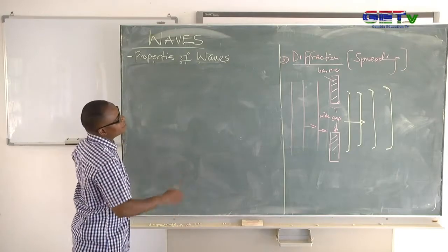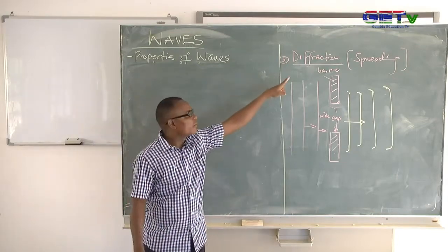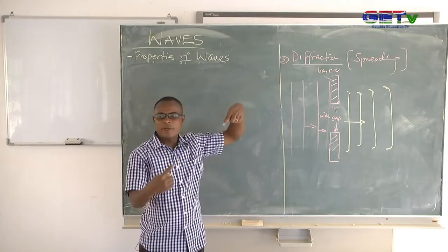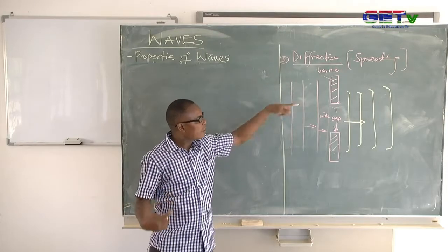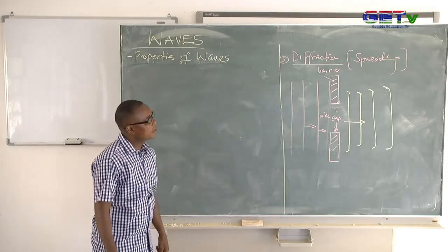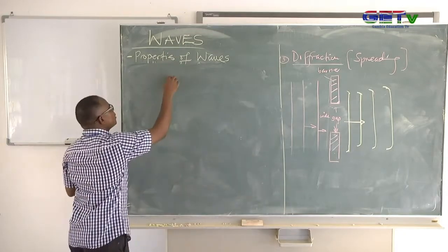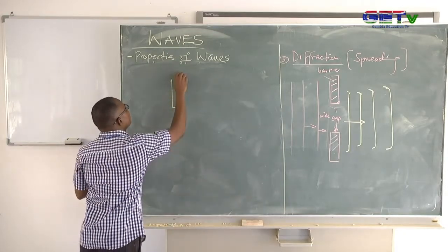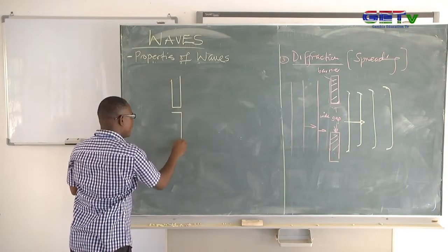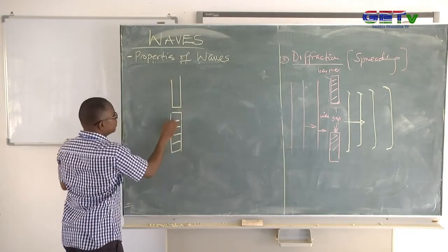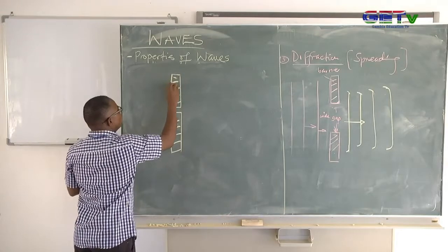Let's see the second situation. That is diffraction. The first one is the gap between the two barriers was a very big one, so the wave suffered little or no diffraction. But what if the gap is now narrow? Make the gap narrow like this. Now we have the barrier there. Now see the barrier.